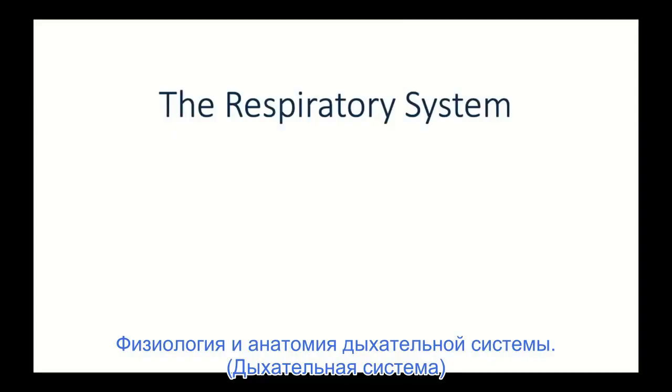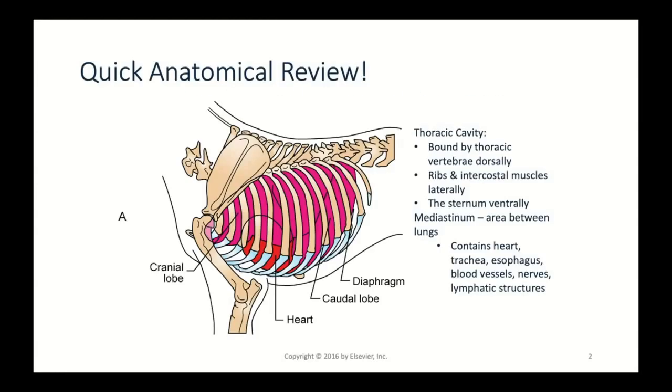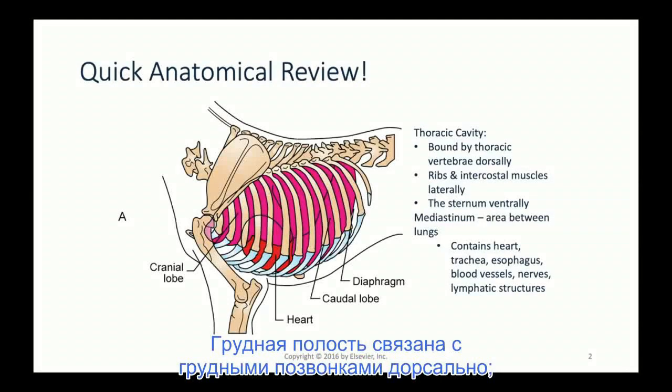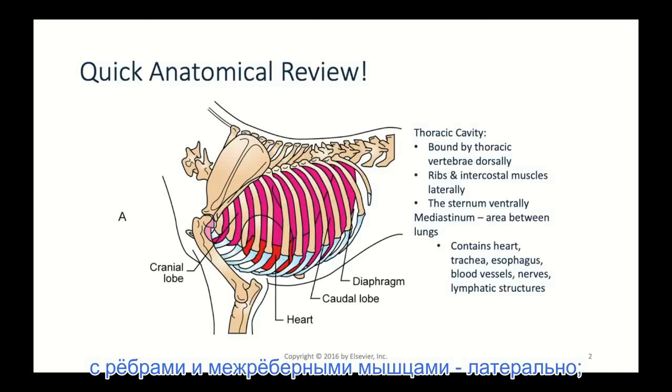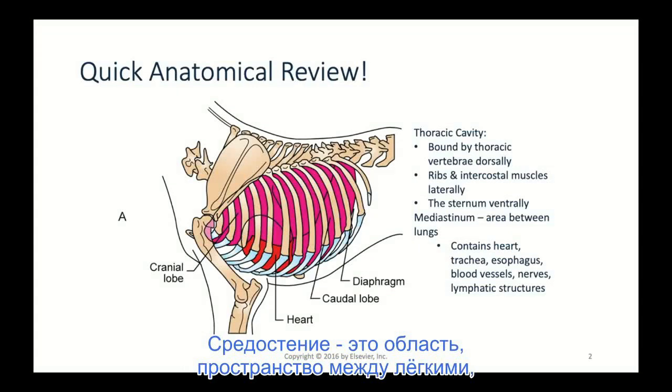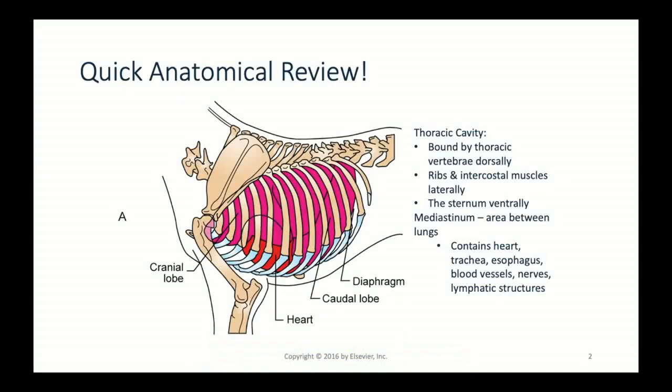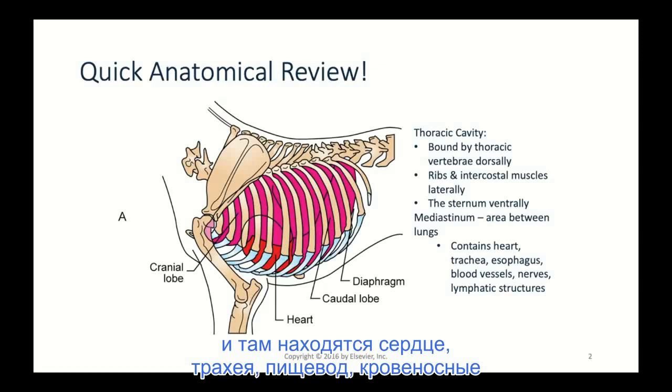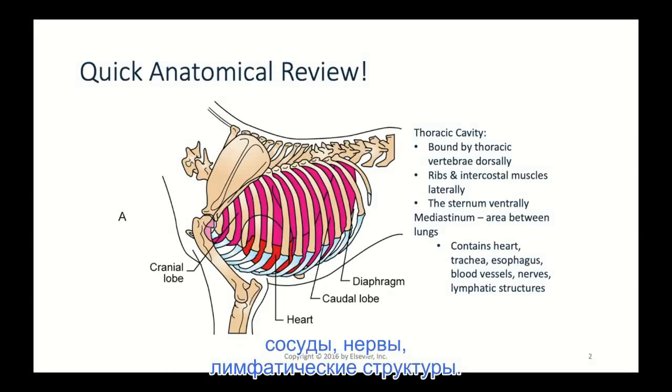Physiology and the anatomy of the respiratory system. Quick anatomical review. The thoracic cavity, of course, is bound by the thoracic vertebrae dorsally, the ribs and intercostal muscles laterally, and the sternum ventrally. The mediastinum is a space, an area between the lungs, and that's where the heart, trachea, esophagus, blood vessels, nerves, and lymphatic structures lie.